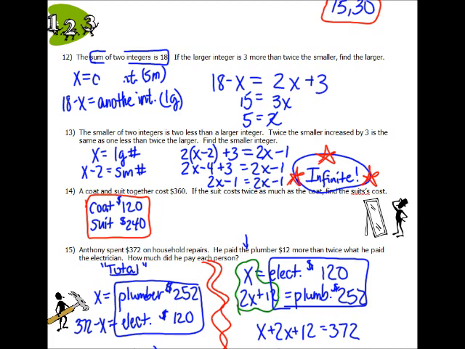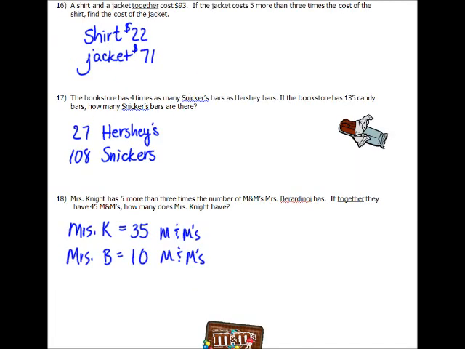I would like you to bring in your work if you cannot get these right, because I think it's a good opportunity for us to look at them. So there are the last 3 answers, and hopefully you fared fairly well.